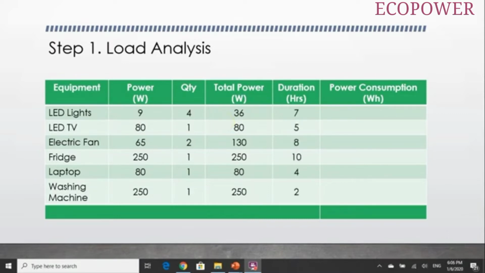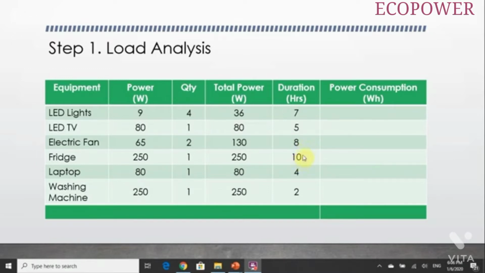Then next we list down the duration at which this equipment will be used. For example, the LED lights are to be used only at night, so we'll assume that will be around 7 hours. LED TV for 5 hours, the fans for 8 hours each, the fridge for 10 hours.